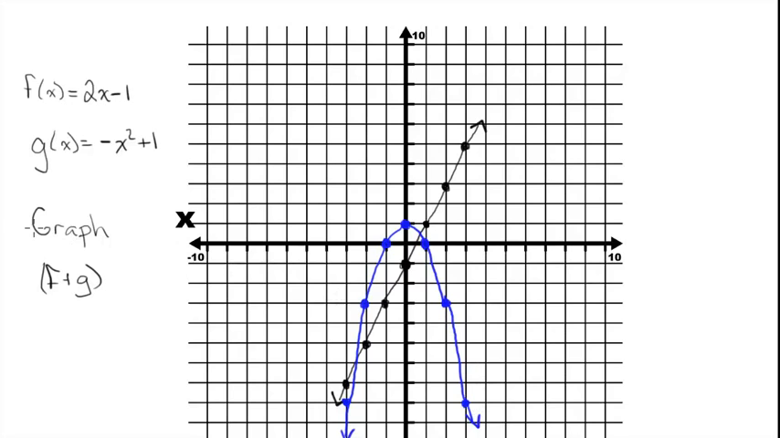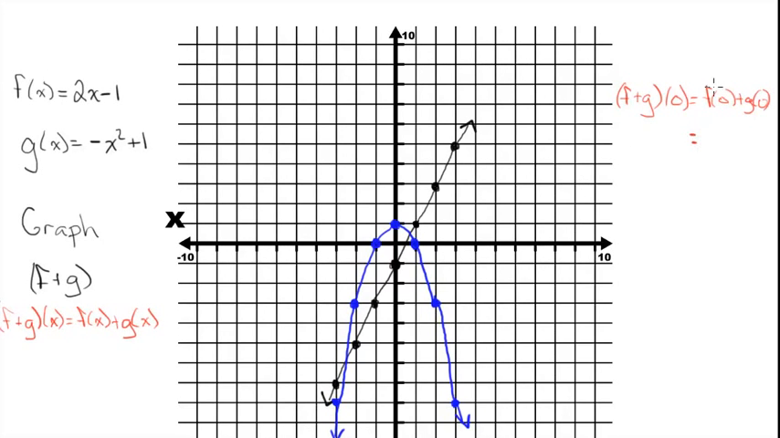Now in red, I'm going to do f plus g. Okay, so what you're going to do is basically go point by point. Remember that f plus g at x is equal to f at x plus g at x. So basically we're going to have to think about different points. So let's say when x is 0, f plus g at 0 is equal to f at 0 plus g at 0.